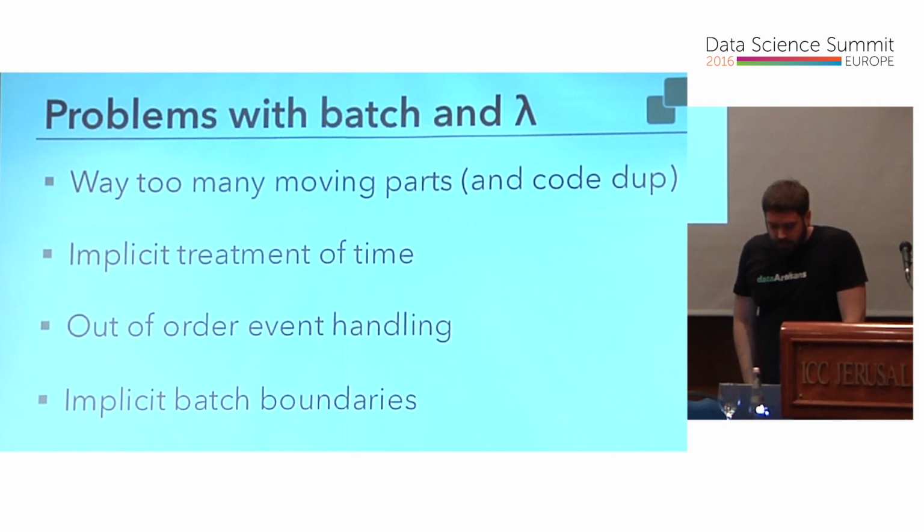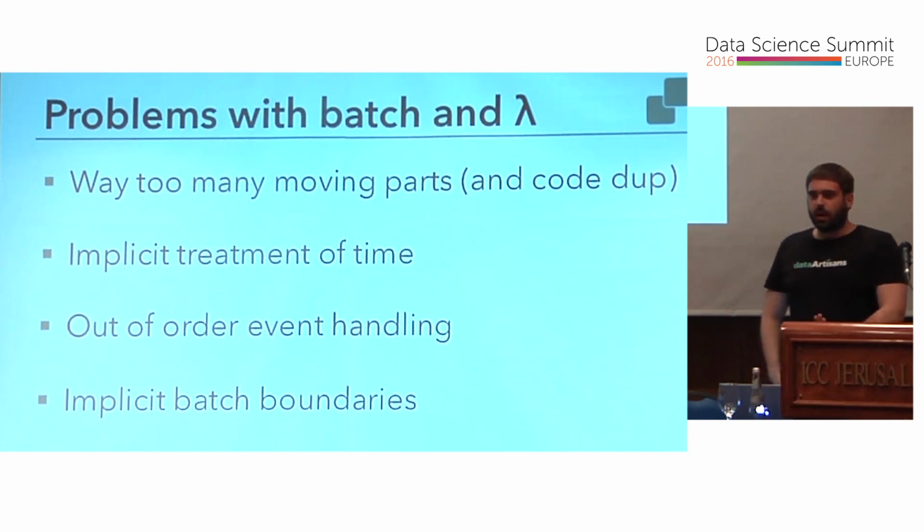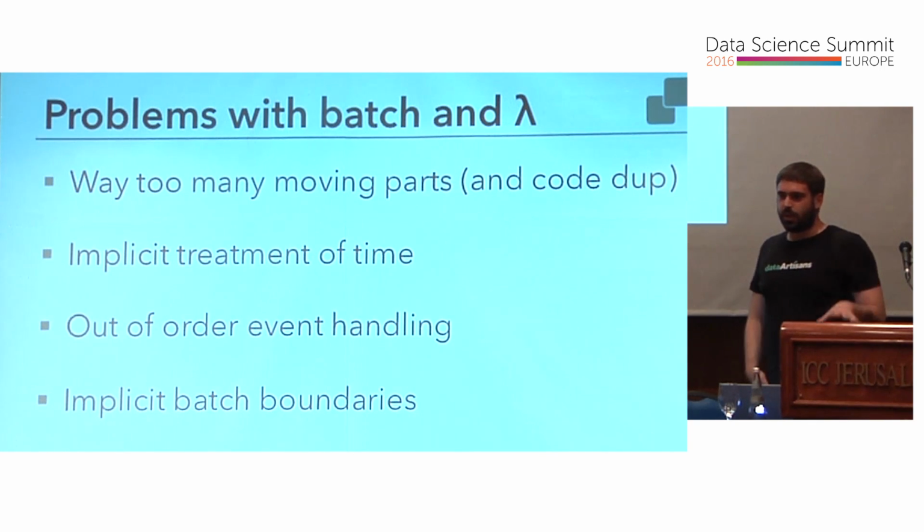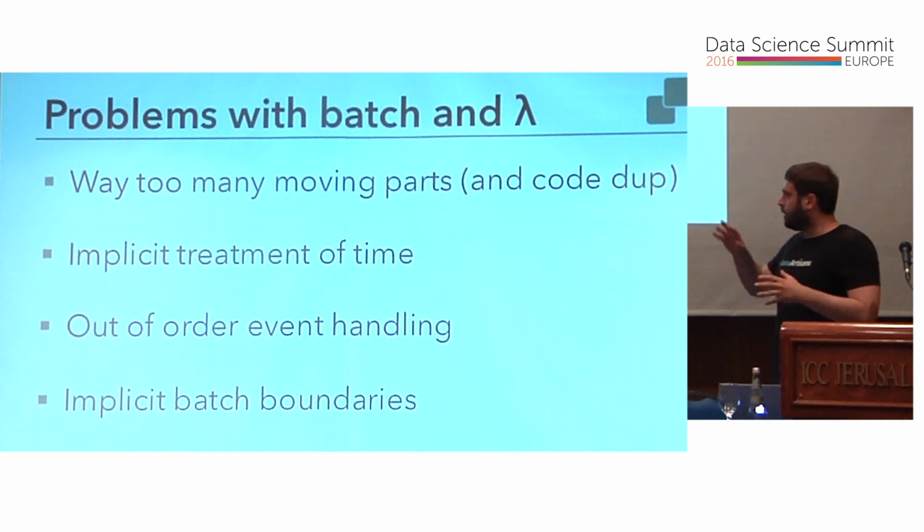The next problem is what is called out-of-order event handling. Typically in the real world, especially if you're talking about machine data, distributed systems, or mobile applications, data does not arrive in the order that you would like it to. So the order that you process the data is not the order that the events actually happened in the real world. And there's very little that you can do with that architecture.